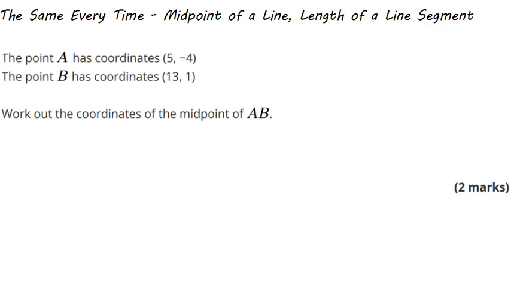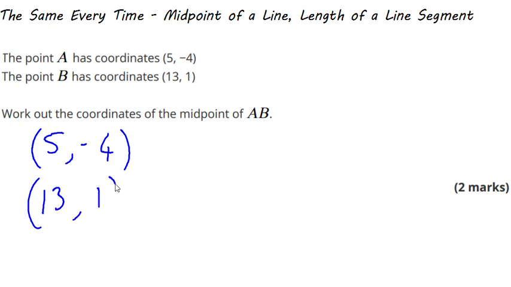Midpoint of a line, length of a line segment. Exam question here worth 2 marks. The point A has coordinates 5, -4. So I'll write that down, 5, -4. The point B has coordinates 13, 1. And work out the coordinates of the midpoint of AB.